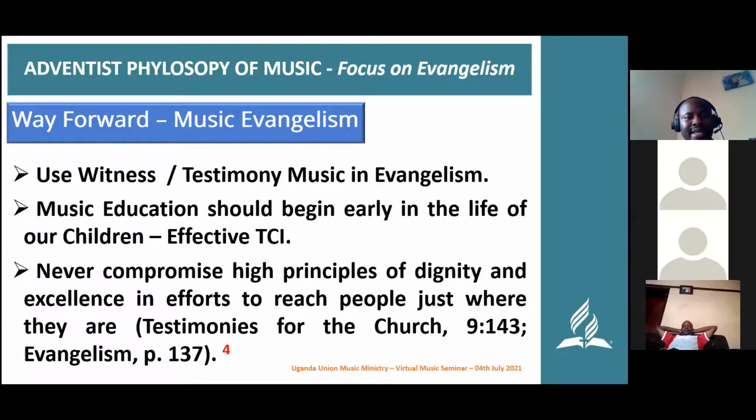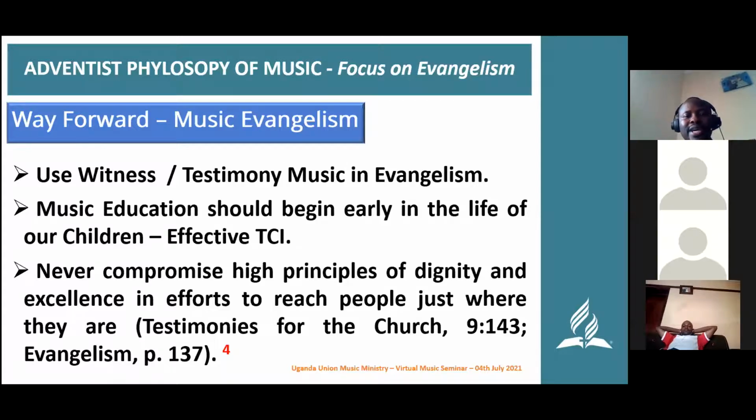The other point is, never compromise high principles of dignity and excellence in efforts to reach the people just where they are. We find that in Testimonies for the Church and Evangelism from Ellen G. White. So ensure that you do not compromise. You'd want to strike a balance, yes, but ensure as choir members, as musicians, as music leaders, you do not compromise because you know the right thing to do.